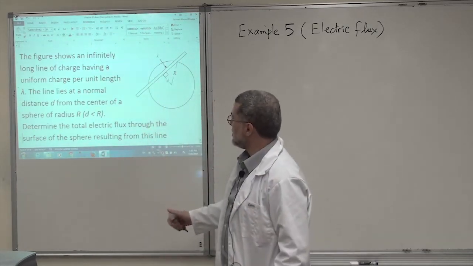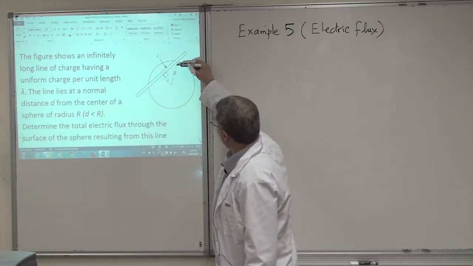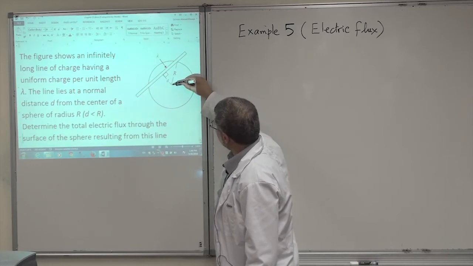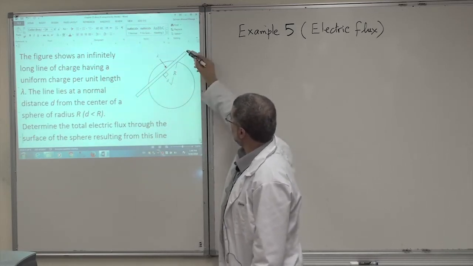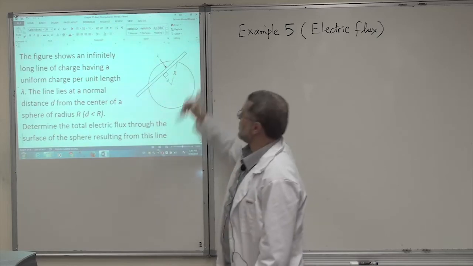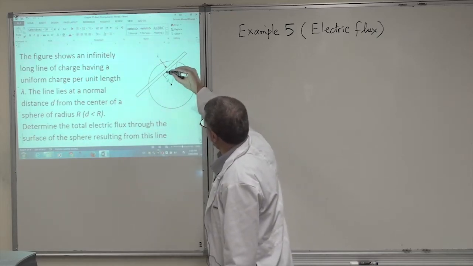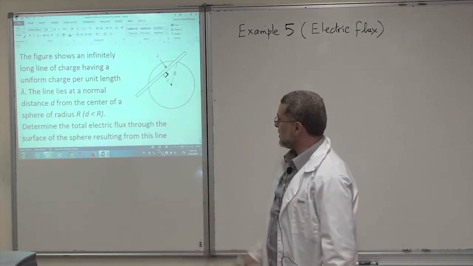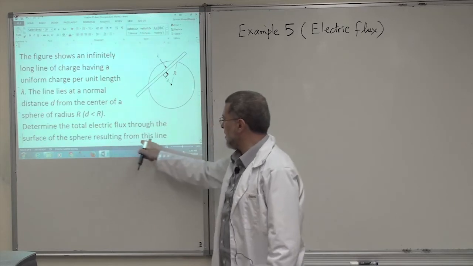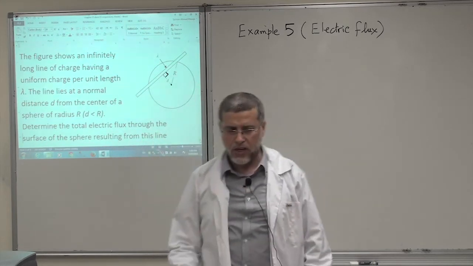It says a sphere of radius r, and notice that r is the radius, and d is the perpendicular distance between this line and the center of the sphere. So you have the center of the sphere here, and you have the line at 90 degrees here. You can see here 90 degrees. He wants the electric flux through the surface of the sphere resulting from this charge distribution.